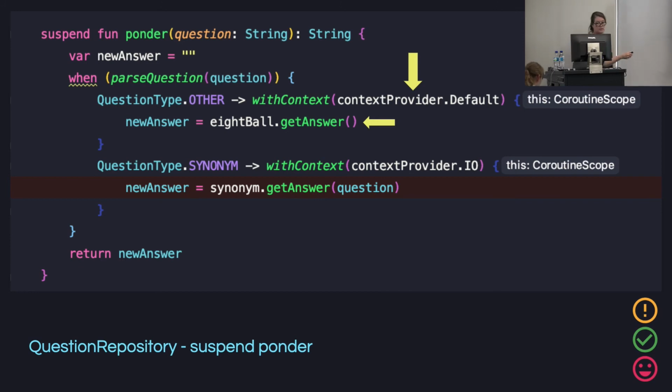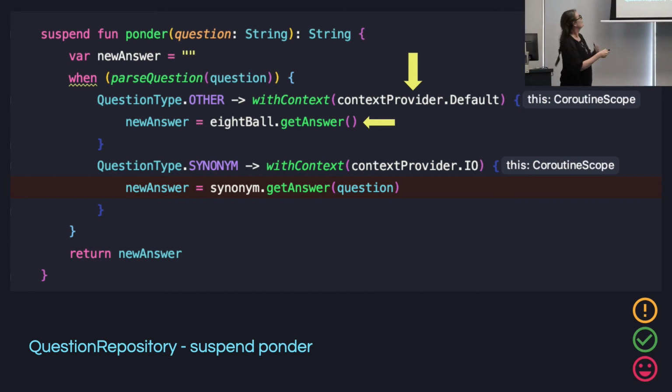Right. So this is the method inside the question repository. It's a suspend function, and then it figures out from the question. It has a way to look at the question and figure it out. And then here, this withContext, you see it says context provider default. This context provider is the thing that gets injected. So I inject either the default, the IO, or whatever other ones you want. And so it's just got a when that calls the correct thing on the different dispatchers.